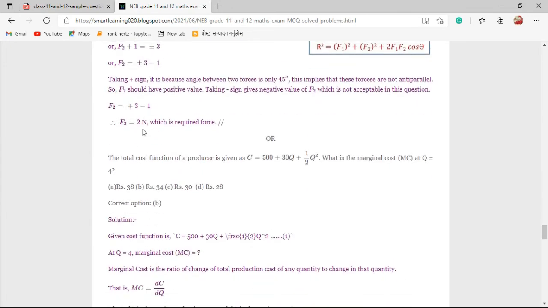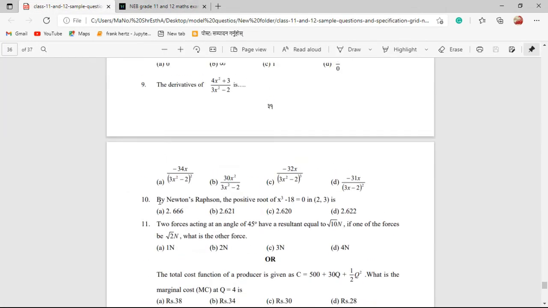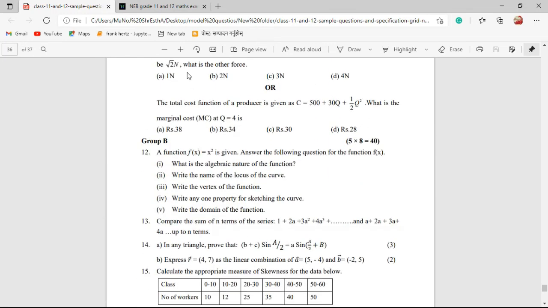Newton is the unit of force, which is equal to kg meter per second square. And in question number 11, you can also see an OR question there. After OR, you can solve any one of these two questions, this one or this one. So if you find this question hard to solve, then you have another option here. The total cost function of a producer is given as C equal to this one. What is the marginal cost, that is MC at Q equal to 4?